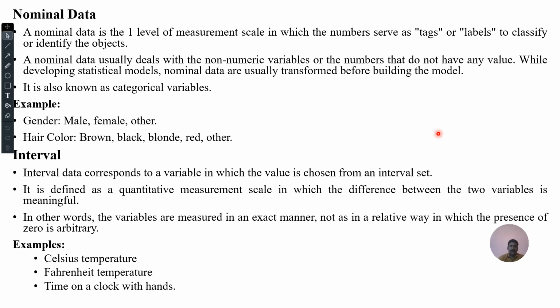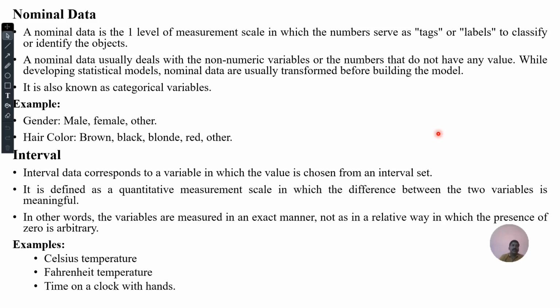Nominal data is the first level of measurement scale. Numbers take labels to classify or identify. Here we can categorize but without order. For example, gender, male or female, hair color, brown, black, and blonde. We can mention them, but we can't mention any order. That is called nominal data.